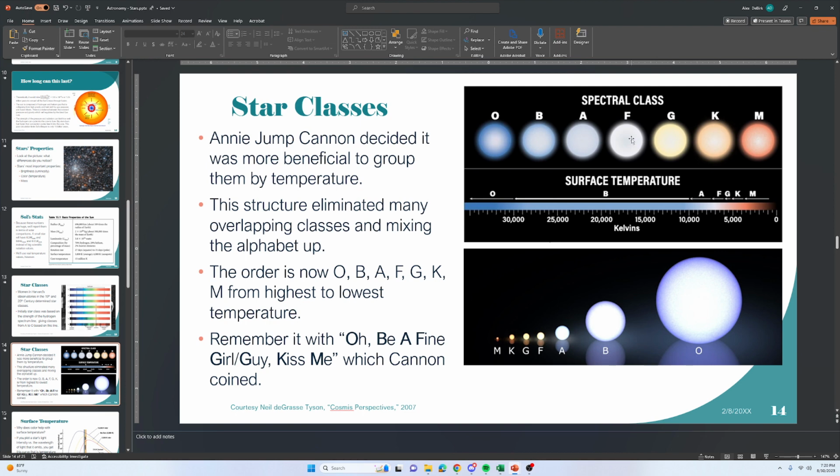And you can kind of get a feel for what their temperatures and colors are from this slide. You can also get an idea of their sizes based on this as well. The sun is a G-type star. Okay, so the really, really big ones, O's, and the really tiny ones, the M's.